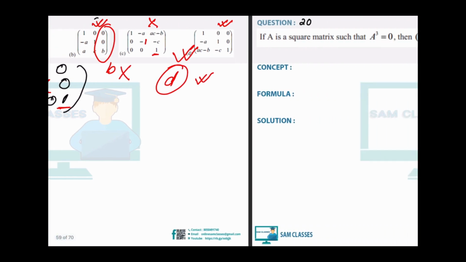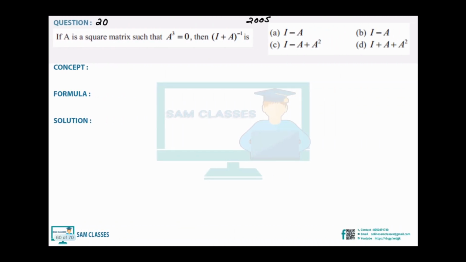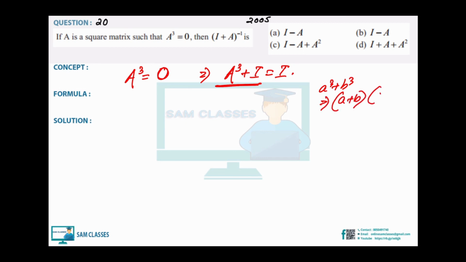Okay. Let's see the last question. So what we have, A cube they have given equal to 0. So what I'm going to do, I'll add I. Just like we used to add 1, I'll add identity matrix I. So 0 plus I is the identity matrix. Okay. Now I'll use the formula what? A cube plus B cube. What is the formula? A cube plus B cube, students. Okay. That is equal to A plus B into A square minus AB plus B square. Okay. If it is plus here, it will be plus here and minus here.